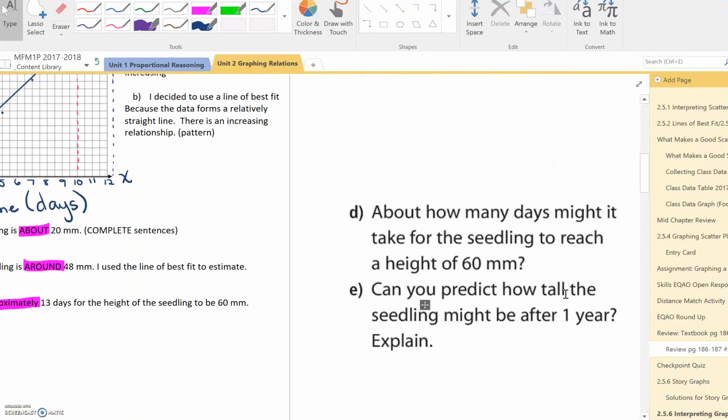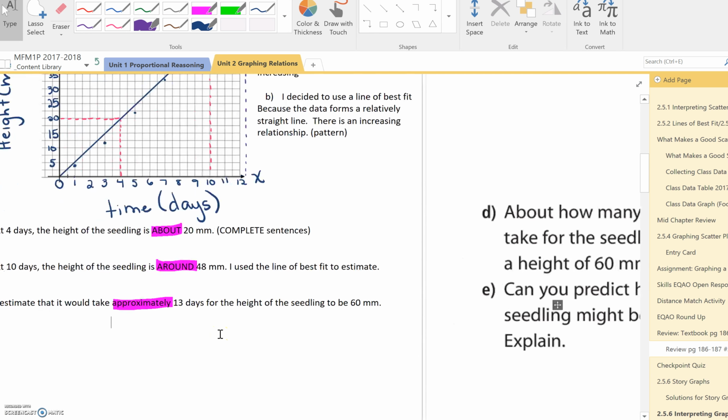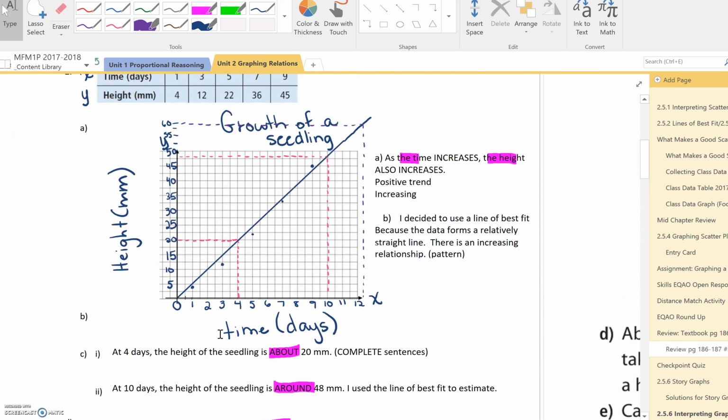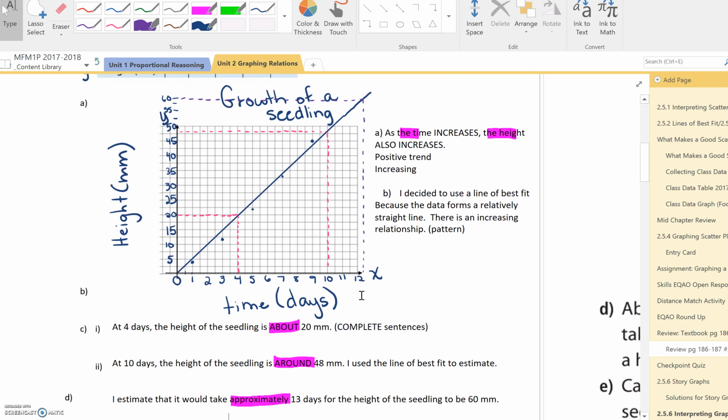Can you predict how tall the seedling might be after 1 year? So this one here, on the graph, it would be very hard to predict after 1 year because 1 year would be 360 days. So on the graph, you would have to extend quite a bit. And I think that would be very, very difficult. Also, the growth of a seedling, normally the seedling stops growing and becomes an actual plant. So it's hard to say the rate of the plant based on the information that we're given. I don't think we're given enough information here to determine what the height would be after 1 year.